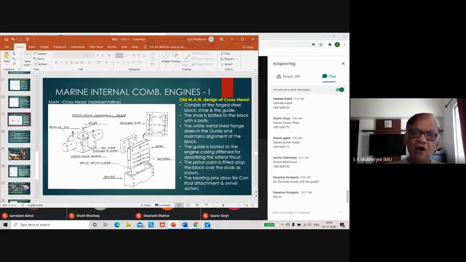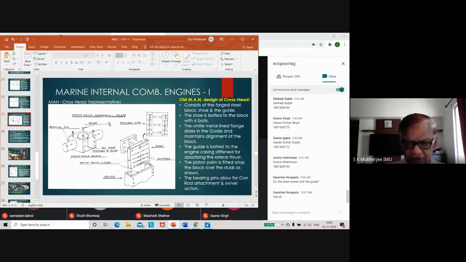Now, because there is some angularity of the connecting rod, there will be a transverse force on the crosshead. This crosshead force is in one direction when the piston is coming down, and in the opposite direction when the piston is going up, because the angularity of the connecting rod changes from one side to the other. So for every revolution, for half a revolution the force on the crosshead is on one side and the other half of the revolution it is on the other side.